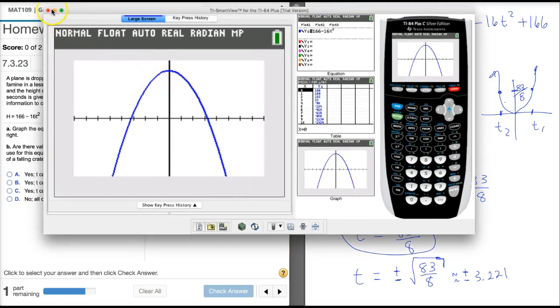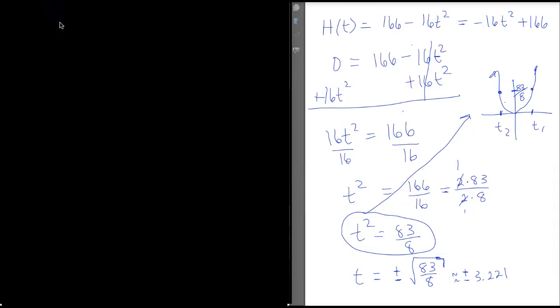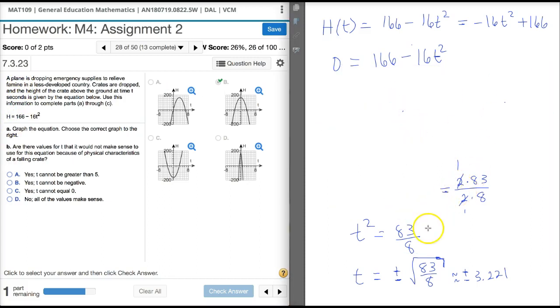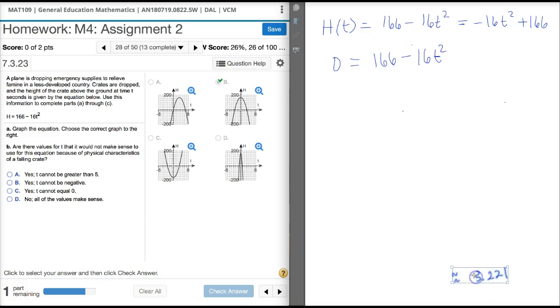All right. So now let's move on to part B. So part B says, are there values of t that would not make sense to use in this equation because of the physical characteristics of the following crate? Okay. Now notice that when we talk about this, I'm going to erase so that I can draw here. We're talking about basically throwing stuff out of an airplane. Okay. And if we do that, realistically speaking, this is our airplane here. We're throwing stuff out of the airplane. It's going to kind of have this path like this.